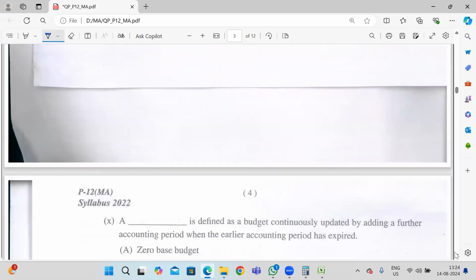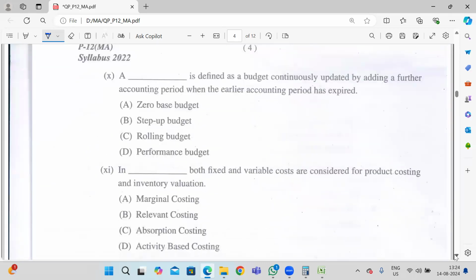So hope till now this is clear. So next, that is the 10th question.